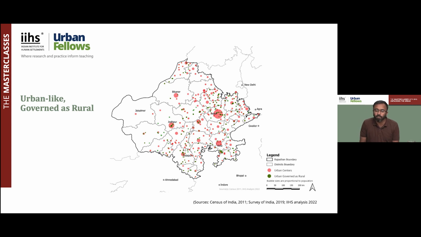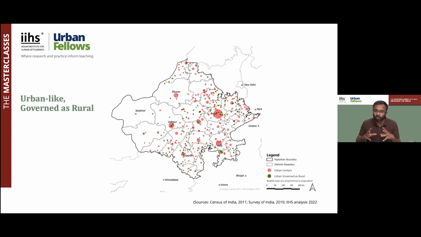As a quick example, this is a map from our recent work looking at urbanization trends in Rajasthan. And what you see as the red dots are all cities and towns in Rajasthan that were recognized, administered as urban areas in 2011. And the green dots are all towns that the census identified as what they call the census towns, which means these settlements, these localities have the characteristics of urban areas, but they are administered as rural, right? They don't have urban local bodies. So you can see that the green dots are spread almost all over the state. There are many such small towns that technically have become urban-like, but they are governed as rural.